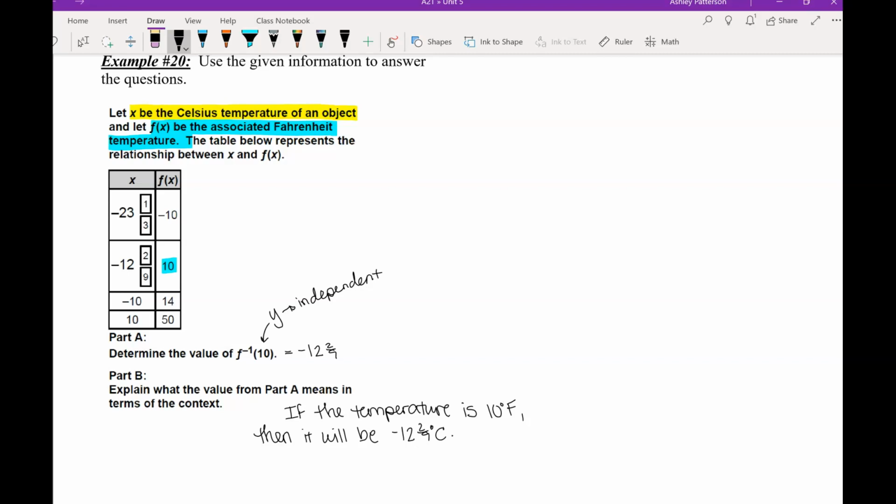All about moving back and forth: if, then, input, output, independent, dependent. Hopefully that makes sense, ladies and gents. You did it, semester 1.